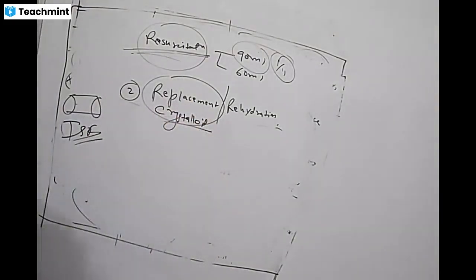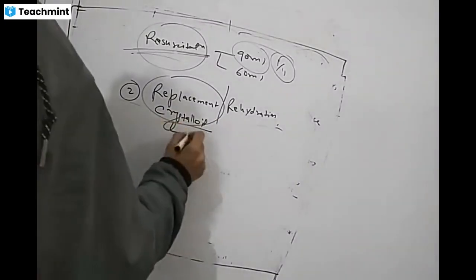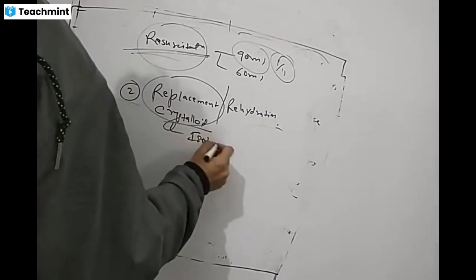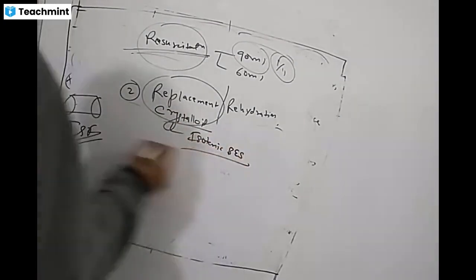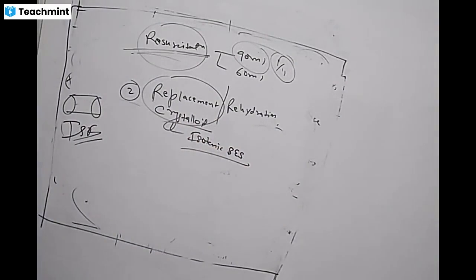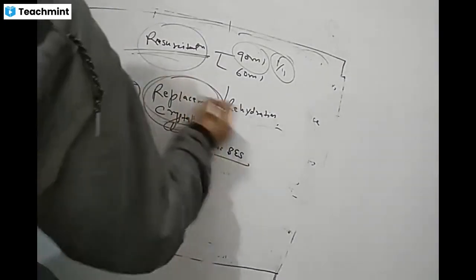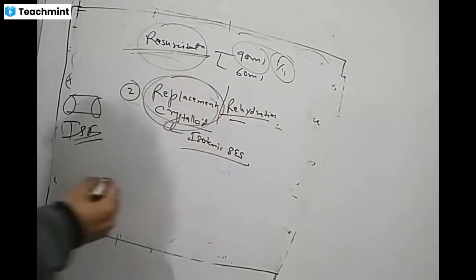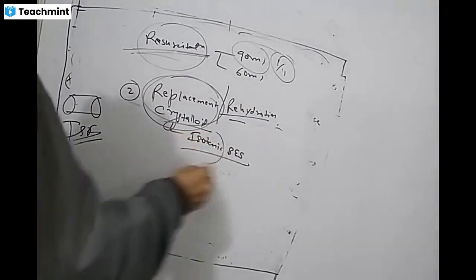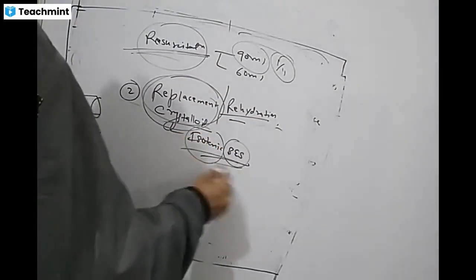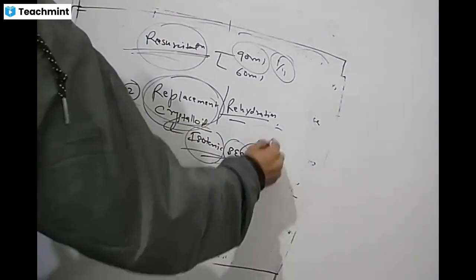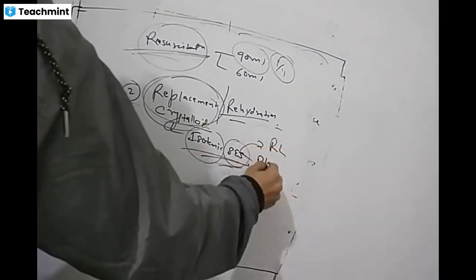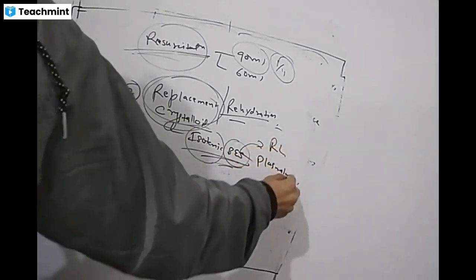Replacement crystalloids are isotonic, balanced electrolyte solutions. We'll give this. There is dehydration, and to correct that dehydration, we'll give isotonic balanced electrolyte solution, for example your RL, for example Plasma-Lyte.